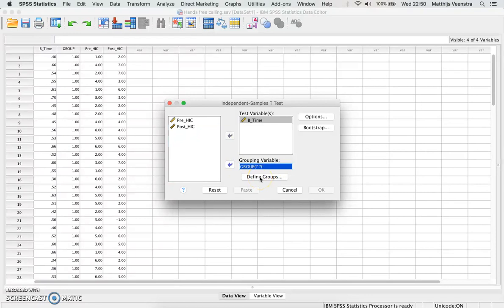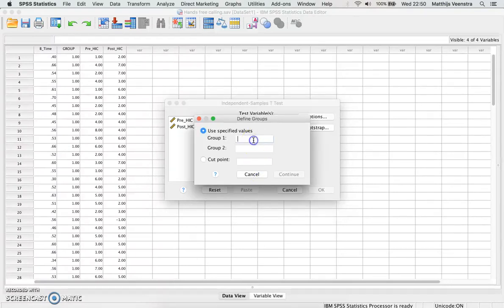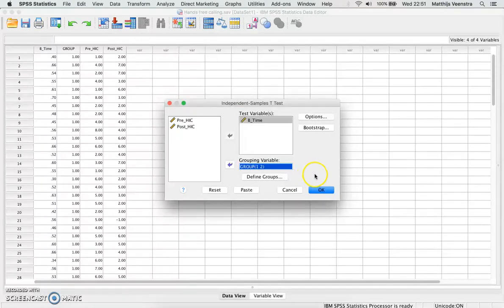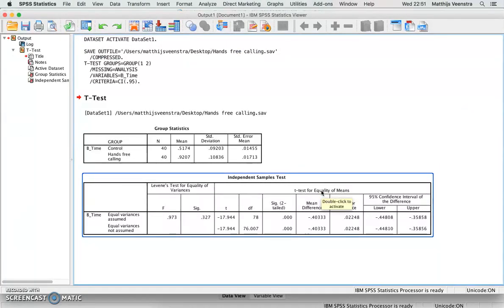Then you have to define groups. Here you tell SPSS how you coded the groups. In this case, 1 was the control group and 2 was the experimental group. Of course, I could also have given them the label 0 and 1 or 2 and 3, as long as they're different numbers, it's fine. But you have to tell SPSS which numbers you used. Okay, so click Continue. Then click OK. Then you get this output.